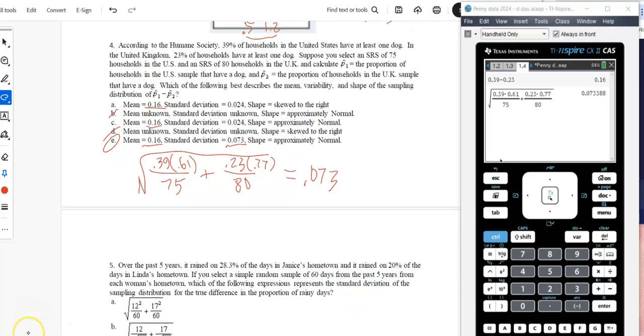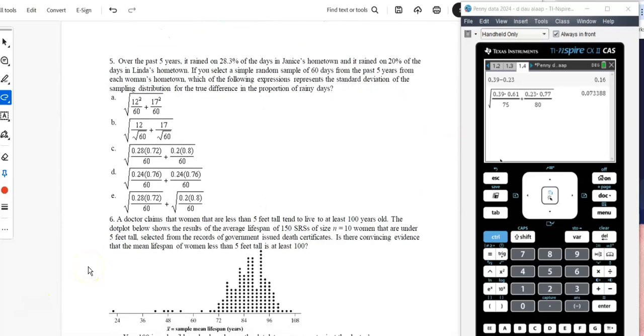And just to mention, to check if it's approximately normal, you would do the large counts condition. So you do n times p, so 75 times 0.39, and then 75 times 0.61, and then 80 times 0.23, and then 80 times 0.77. And you make sure that all of those are greater than or equal to 10. And if they are, then it would be approximately normal, and I think they are. That's got to be the answer.